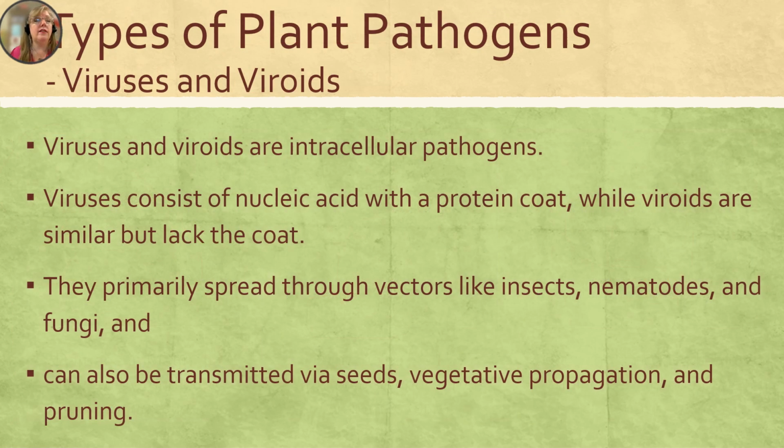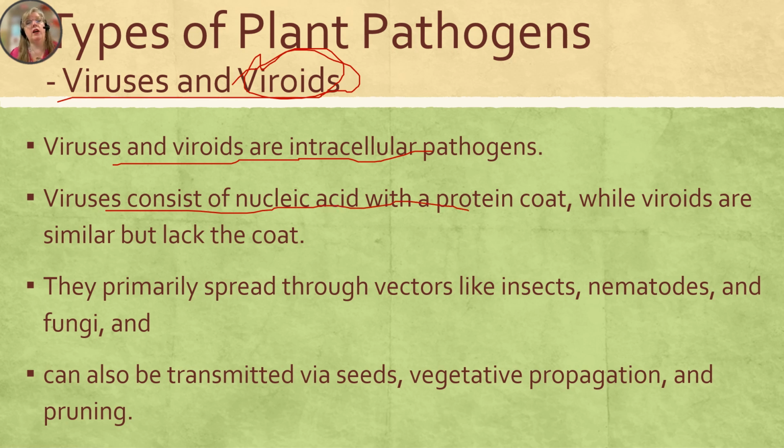All right, now viruses and viroids, and again, this is viroids. Do you hear how it sounds sort of like a virus? Just like we had bacteria and mollicutes, we have viruses and viroids. They are both intracellular pathogens. They're going to go inside cells. Viruses have a protein coat, and again, we're talking about a capsid, right? So the viruses have a protein coat, and the viroids are similar, but they don't have the coat. Okay, so just like the bacteria had a cell wall and the mollicutes didn't, the viruses have a protein coat, and the viroids don't.